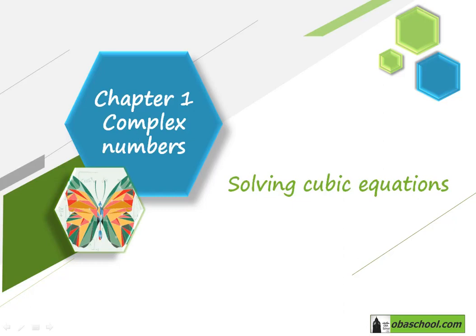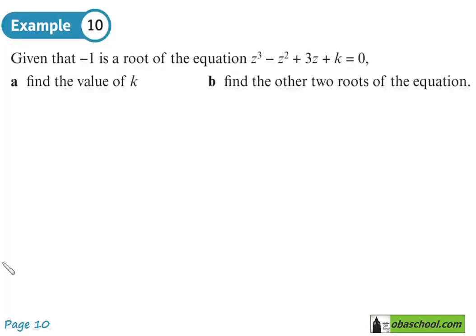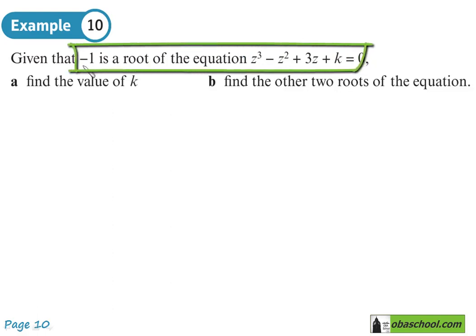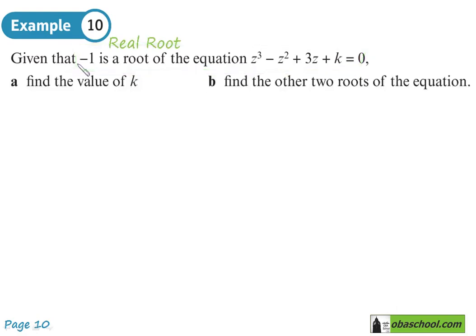Solving cubic equations. In this tutorial, we are going to solve an example where, given that minus 1 is a root of the equation z cubed minus z squared plus 3z plus k equals 0. So we have a polynomial of degree 3, the highest degree on z, so we are solving a cubic equation where, given minus 1 is a root, we have the first root, which is a real root. For part A, find the value of k.